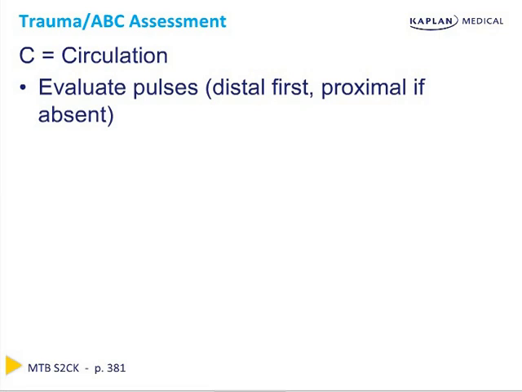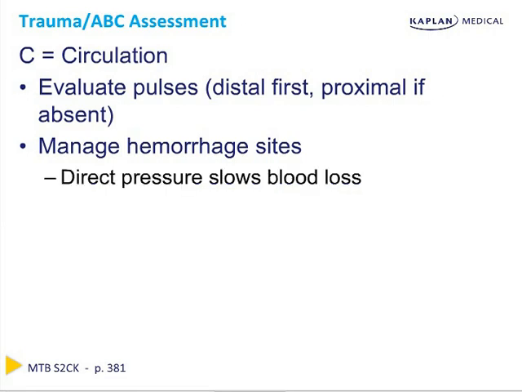If not, checking more proximal pulses like the femoral in the thigh or the brachial in the arm will provide more information about circulation. Along with evaluating pulses, it is also vital to manage any hemorrhage sites that may be present, and the initial intervention with hemorrhage is always direct pressure to the site of bleeding. Note that even with an obvious brisk bleed in a trauma patient, you must still evaluate airway and breathing first before attending to the hemorrhage site.